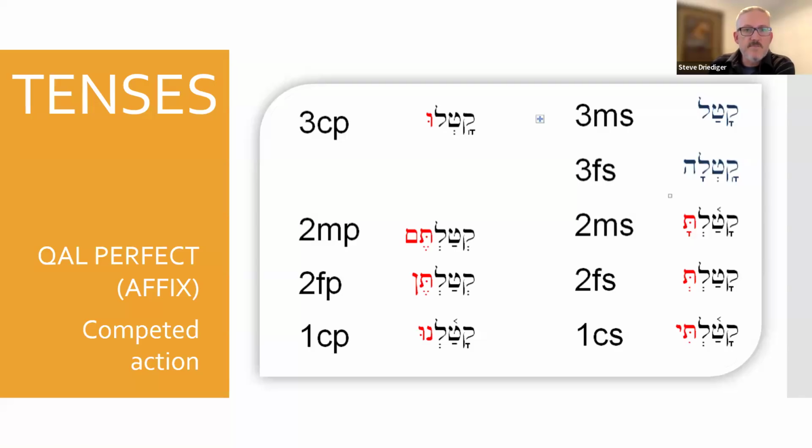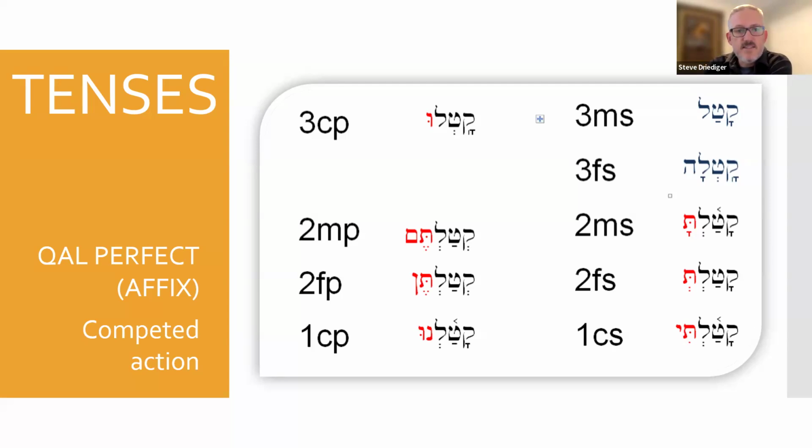And then you'll notice that for the third person, there's a third common plural. There's no distinction between masculine and feminine in the perfect tense in the third person plural, but we'll see that in the imperfect, there is a distinction between the masculine and feminine in the third person plural.